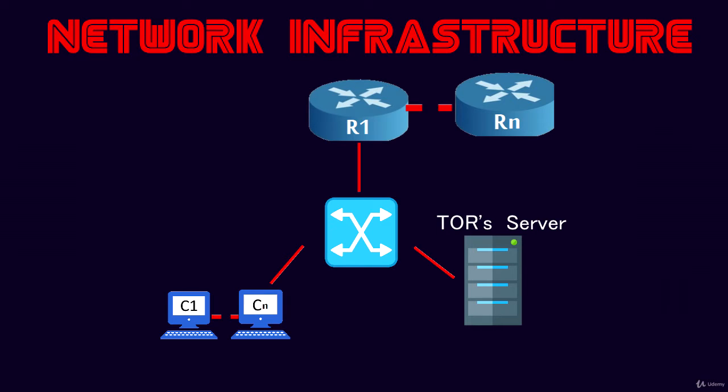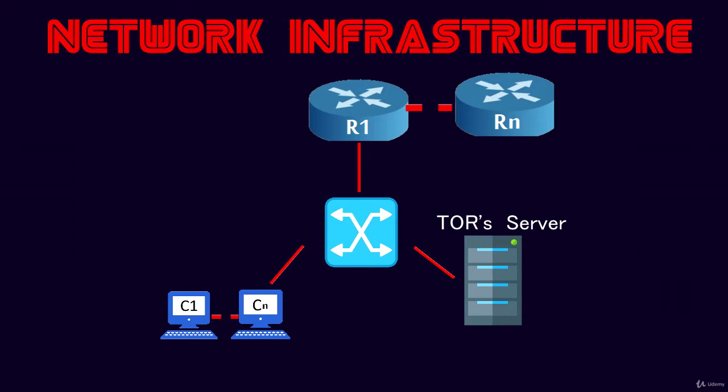Now in the show, they didn't give much details. So we will assume that this is the network infrastructure of France Coffee. Now here on the top, we have many routers from R1 to Rn. We don't know how many routers in fact, but this is our assumption.